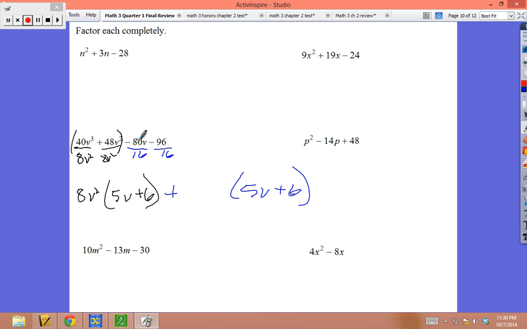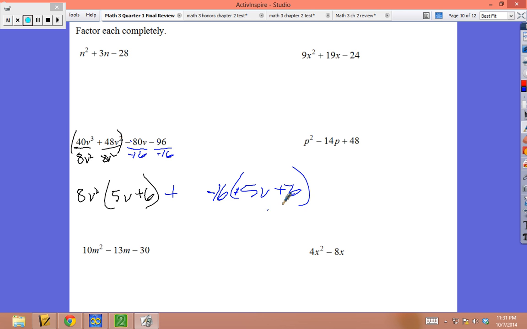Okay, so I'm going to divide them both by 16, but if I divide them by 16, I'm in trouble, because a negative 80 divided by 16 is a negative 5, and a negative 96 divided by 16 is a negative 6. But I need a positive 5 and a positive 6, so I must divide by a negative 16. Because a negative divided by negative is positive. And I gotta have them both be positive.